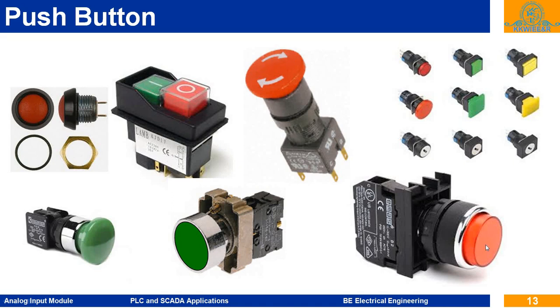This is an extended type push button. Again, this is illuminated. Illuminated push buttons are there. Then this is a combined start stop push button. This is non-illuminated, and key type push buttons are also available. They are available in rectangular shape, circular shape, illuminated, non-illuminated. So these are the various types of push buttons available in the market. Based on your application, you can select illuminated, non-illuminated, mushroom type, extended type.